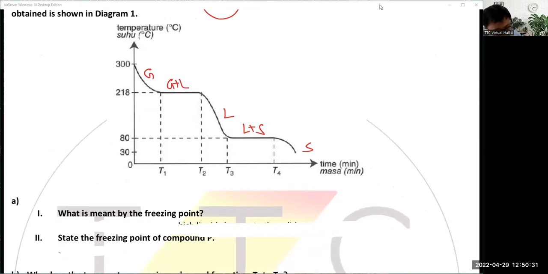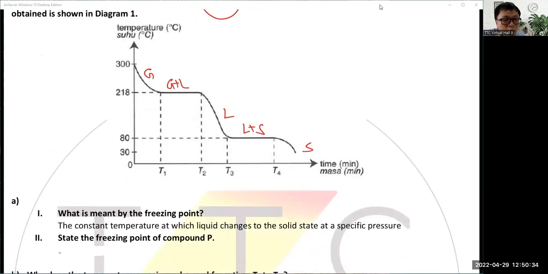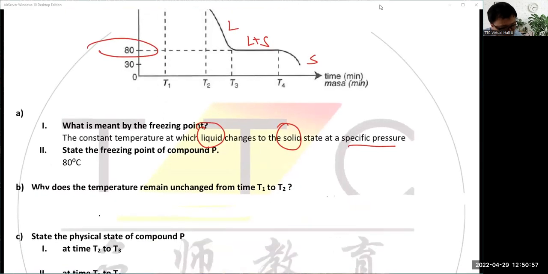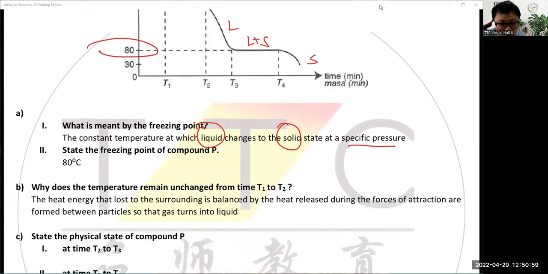So freezing point, this one you have to know the definition. It's a constant temperature, it means this temperature has no change. Constant temperature at which a liquid turns into solid at a specific pressure. You mention the specific pressure because with different pressure, the boiling point and melting point will change as well. Okay, so what is the freezing point? Freezing point is from liquid changing to solid, it will be 80 Celsius. Then same thing, why does it remain unchanged? So same as the heat loss to surrounding, same with the heat release when the force of attraction forms between the particles so that the gas turns into liquid.